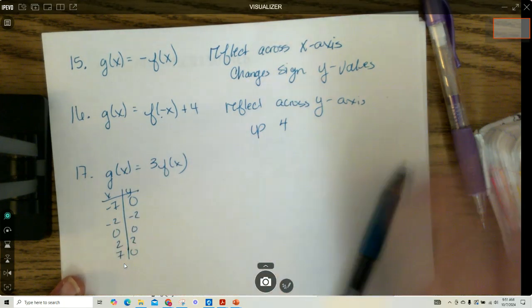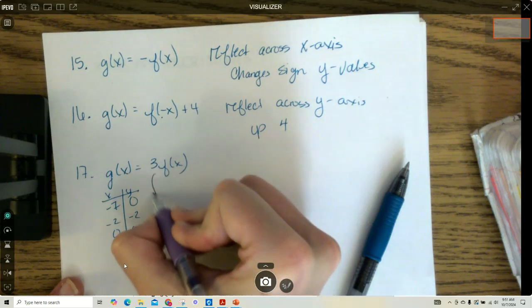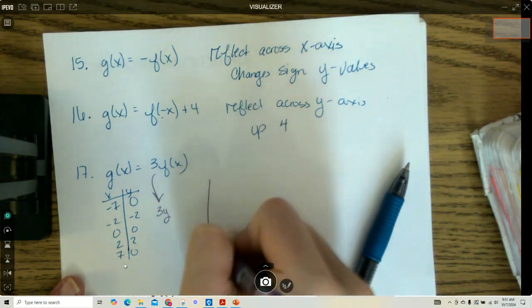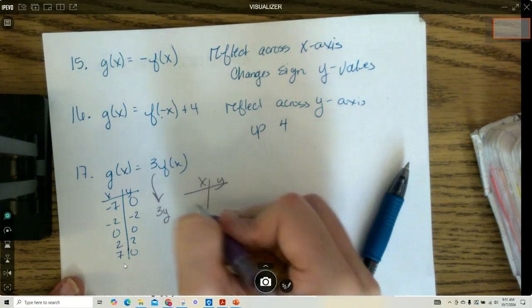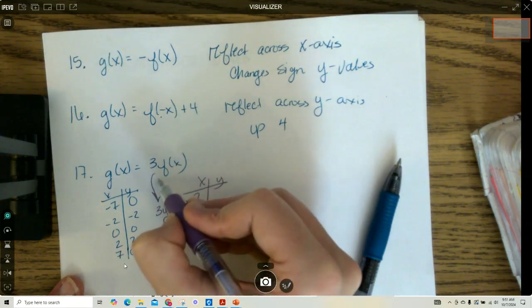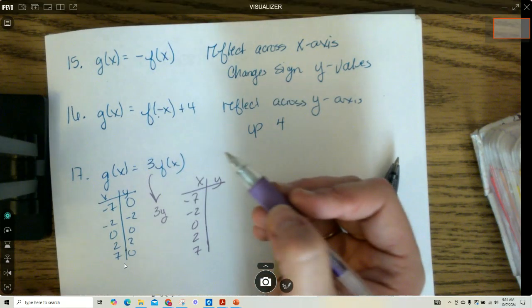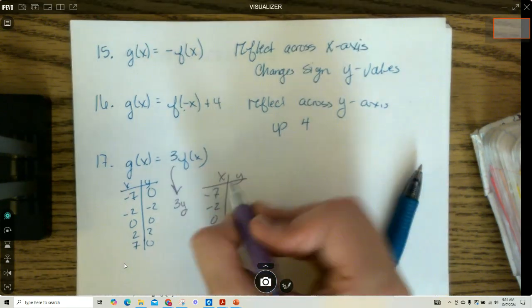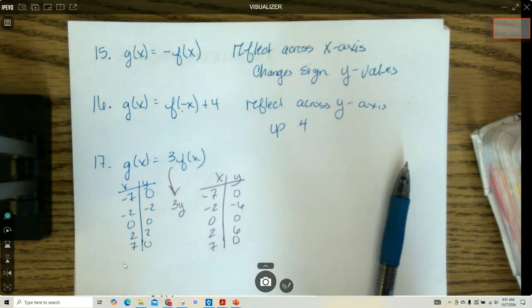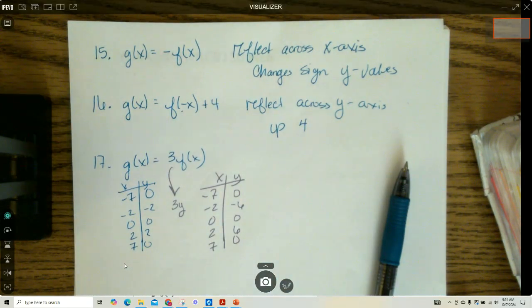So this is taking the y value and multiplying it by 3. All the x's are going to stay the same. If it's out in front, you don't use the reciprocal. If it's next to the x, you use the reciprocal. So only those two points change, the negative 2 and the positive 2. They'll shift up.